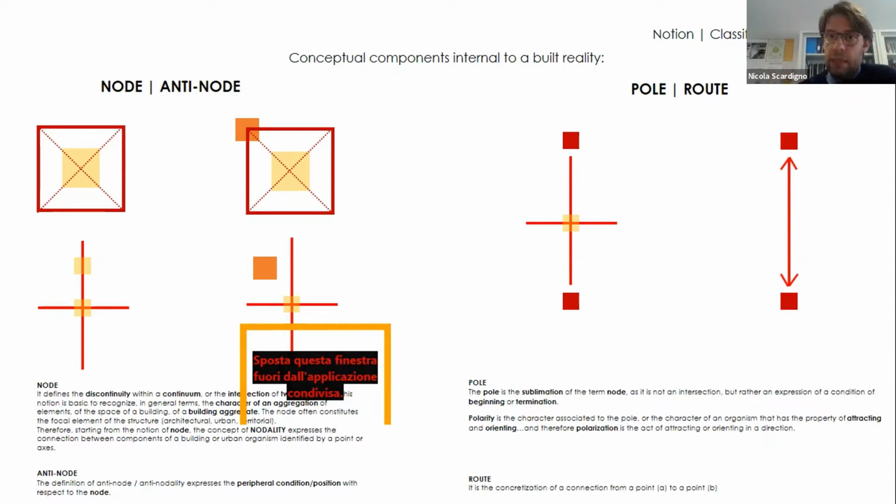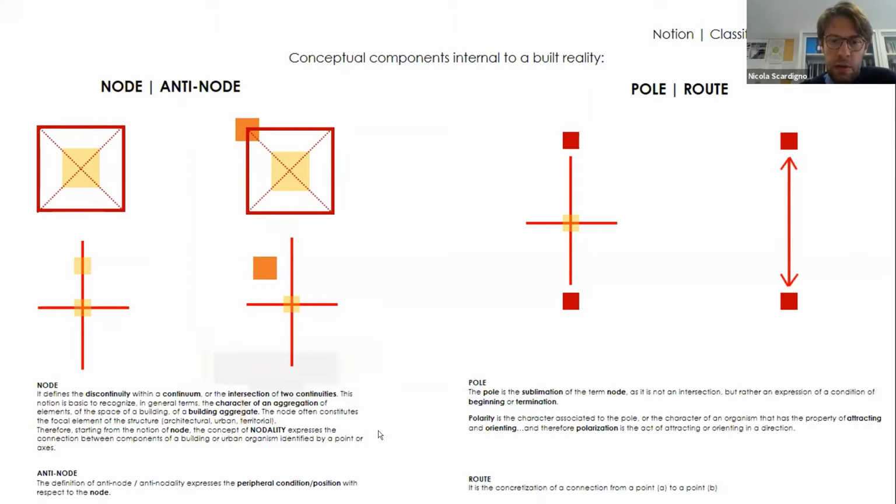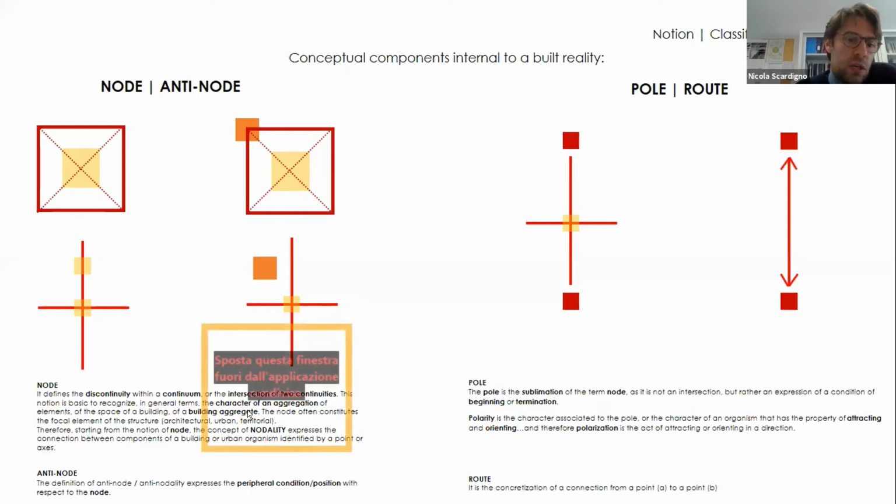One of these is the concept of node. Where the node defines the discontinuity within a continuum. So if we imagine a path, this is continuity within a continuum, or the intersection between two continua. So if these are the routes, this is the intersection node between these two continuous elements.